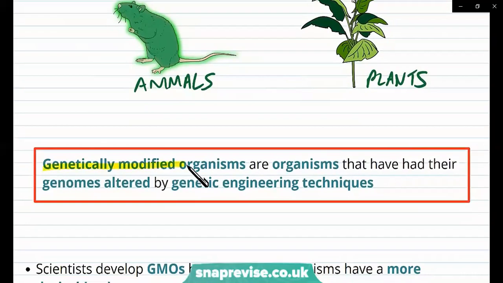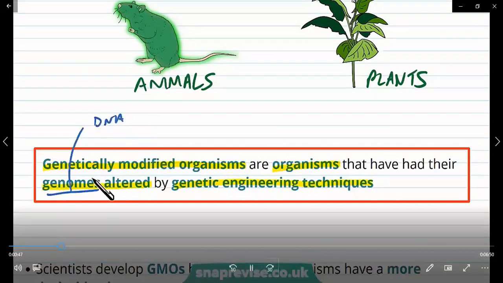So a genetically modified organism is an organism which has had its genome altered by genetic engineering techniques. So remember, the genome refers to all of the DNA contained in that organism. And if we alter the genome ourselves using genetic engineering, then we've genetically modified that organism.